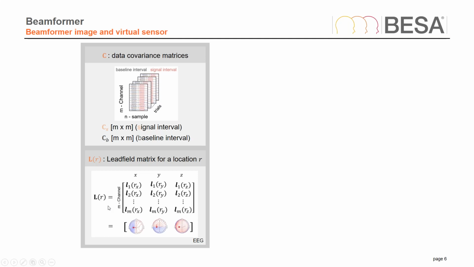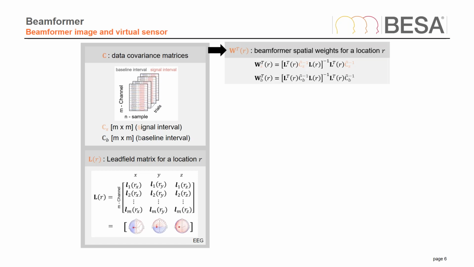For a location R, we compute the lead field in the three directions of the current flow. For EEG, this will be X, Y, and Z. For MEG, we would only use 2 tangential orientation vectors. From these, we then compute the beamformer spatial weights for the location R. We use the lead field and the inverse of the covariance matrix. This gives us spatial weights W for the signal covariance and also spatial weights WB for the baseline covariance.